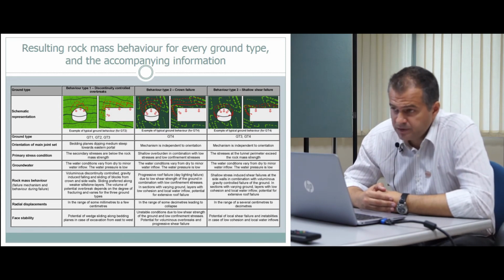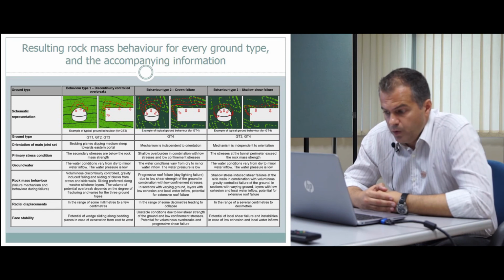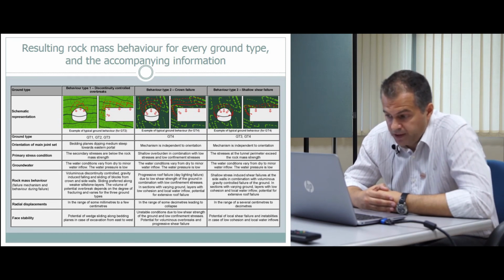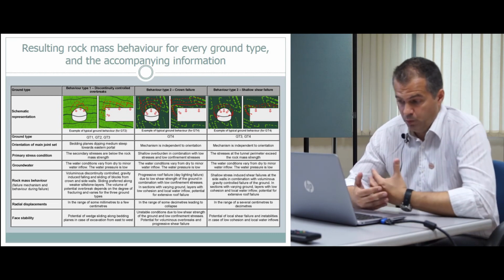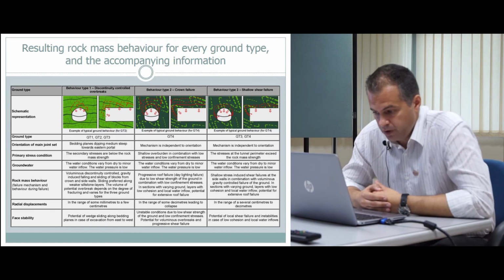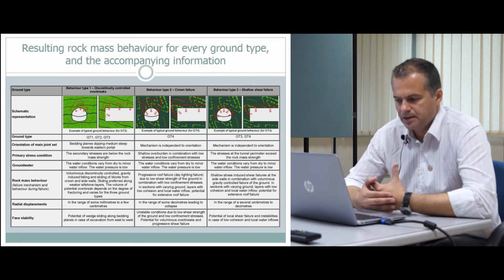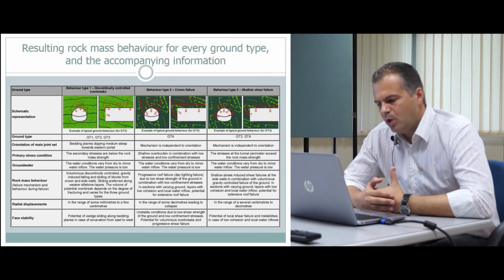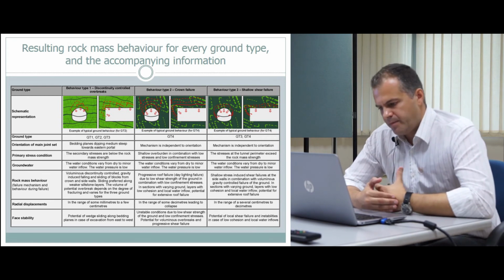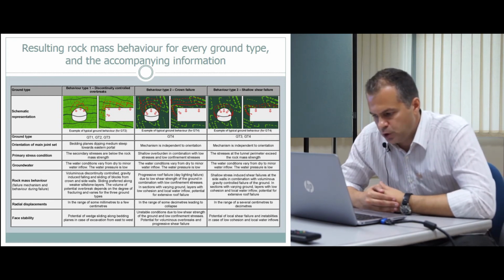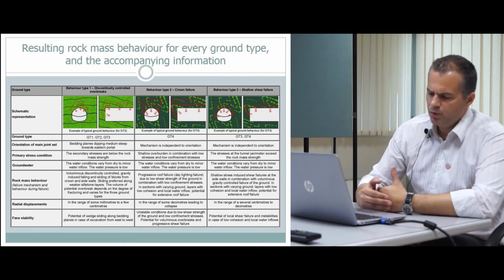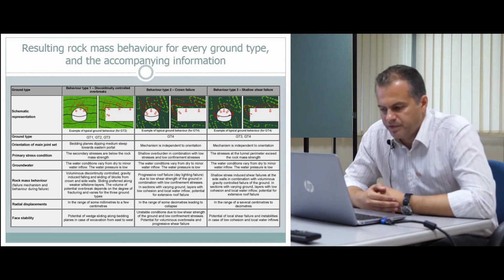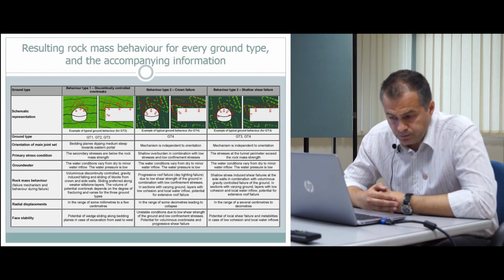In the last, behavior type 3, we will have shallow stress-induced shear failures at the side walls in combination with numerous gravity-controlled failures of the ground. So we will also have some gravity-driven failures, but the support measures will be dictated primarily by controlling the strains along the tunnel. By controlling the strains, we will face also some of these gravity-driven failures.